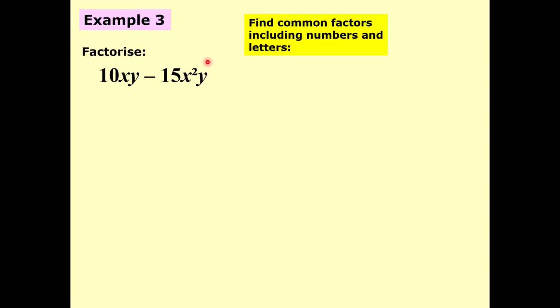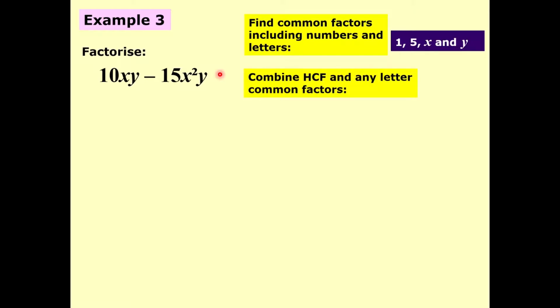So for 10 and 15, we've got 1 and 5, and we've also got a common factor of x here and here, and we've also got a common factor of y. So that means we've got an extra letter common factor this time. Again, we're going to follow the same steps as before. We're going to combine the highest common factor number, which is 5, with all letter common factors. So what we're going to include is 5xy. That is our common factor that we're going to take outside of our bracket.